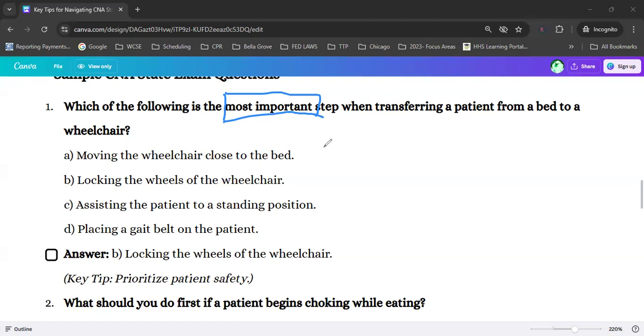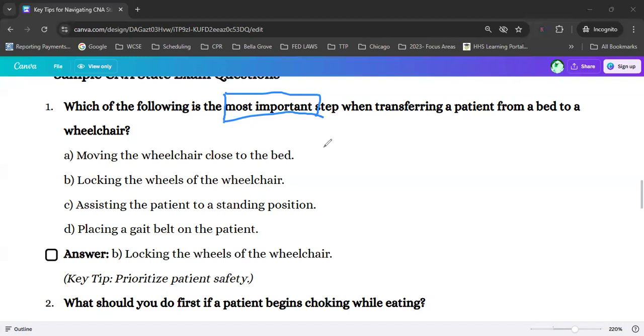Would we be using a gait belt? We should be. I know in some facilities that's not the case, but in long-term care, yes. In a hospital setting, hopefully, yes. We're going to be using a gait belt, and we're going to apply that gait belt before we even assist that resident to stand. So I hope that gives you some clarity that all of these steps are realistic and they should be applied as you're doing this skill.